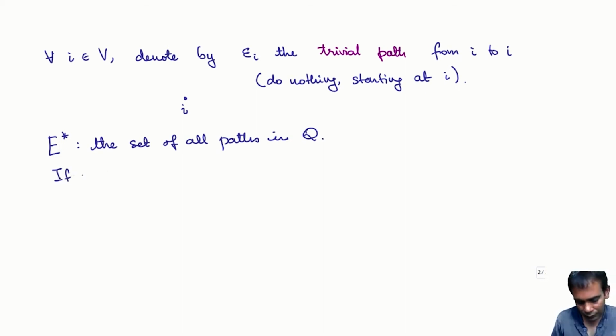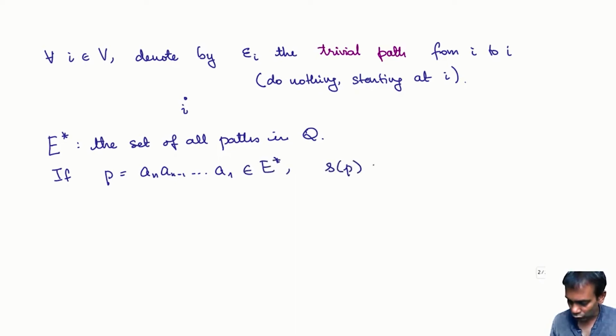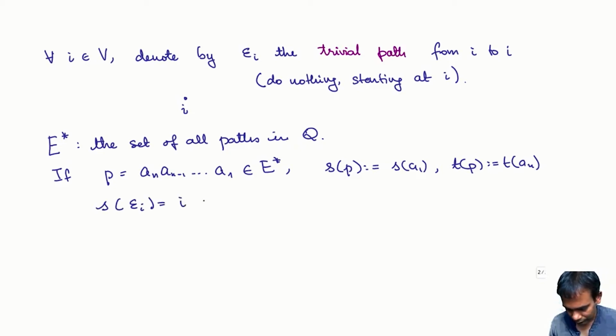Okay, and if P equals an minus 1 dot dot dot a1 is in E star, we write S of P, the source of P, to be the source of a1 and the target of P to be the target of an. Okay, so then this P is a path from source of P to target of P, and the empty path corresponding to I is a path from I to I. So this will be the convention. Okay, so so much for the definitions of quivers and paths in quivers.